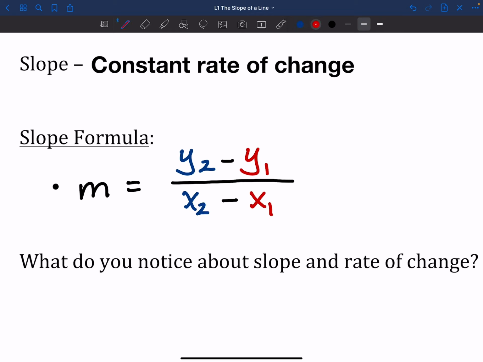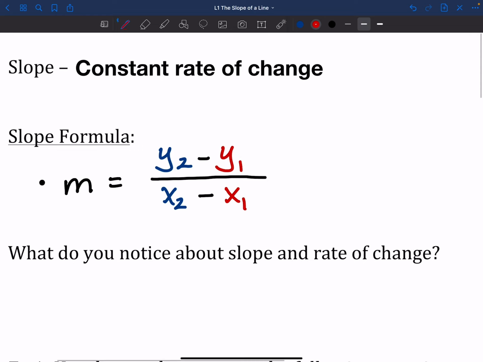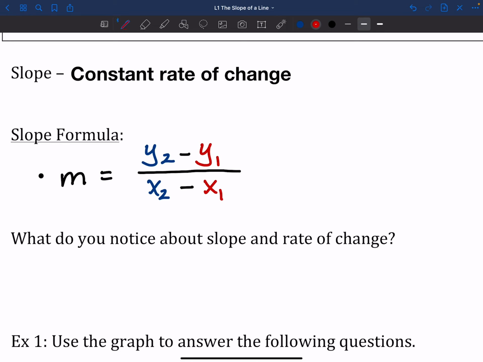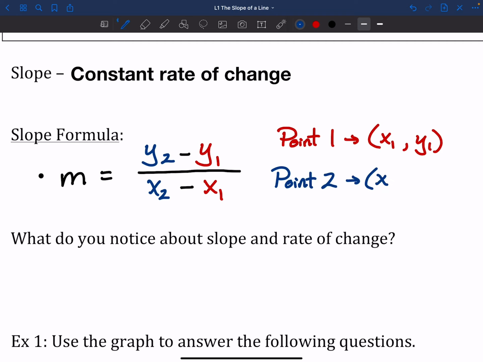The x1, y1 and the x2, y2 kind of match with colors. The reason is that to figure out the slope, we need to be talking about two points. Those two points that we're going to use: point 1 is going to be x1, y1. Point 2 is x2, y2.